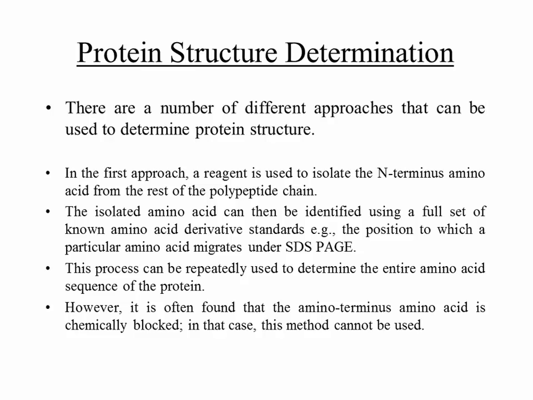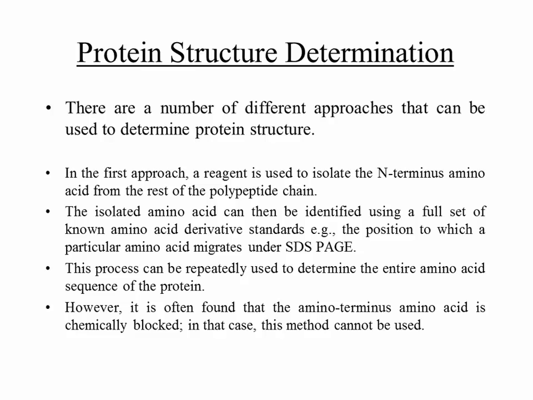Or the C-terminus. So in the first approach, a reagent can be used to isolate the N-terminus amino acid from the rest of the polypeptide chain. You might know that there's some reagent that will chop off the N-terminus amino acid, and then you try to figure out what that amino acid is. The isolated amino acid can then be identified using a full set of known amino acid derivative standards. For example, the position to which a particular amino acid migrates under SDS-PAGE. You could isolate it, see where it migrates, then use the list of where the 20 migrate, and figure out which amino acid it is.